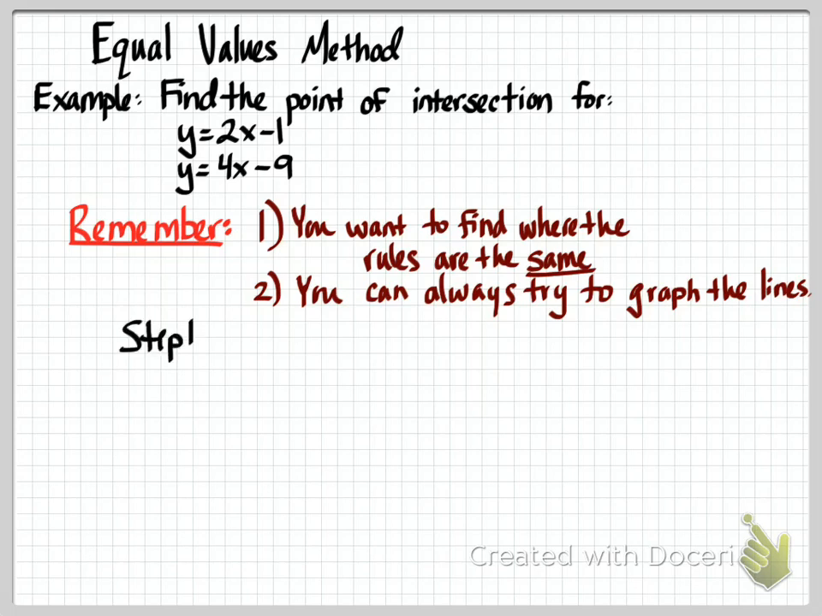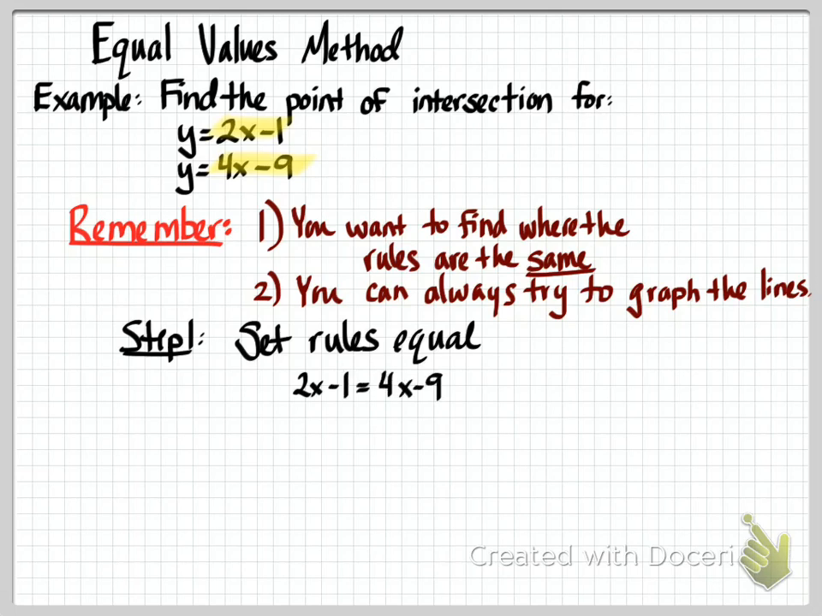So step 1. We're going to set the rules equal in step 1. So go back up to the rules. I'm talking about the 2x minus 1 and the 4x minus 9, because I want to know when those two things are the same. So I'm going to set them equal, and I'm going to solve using what I know about solving equations, because I'm going to look for when these two rules are equal. So there's your first step. Set the rules equal and solve.